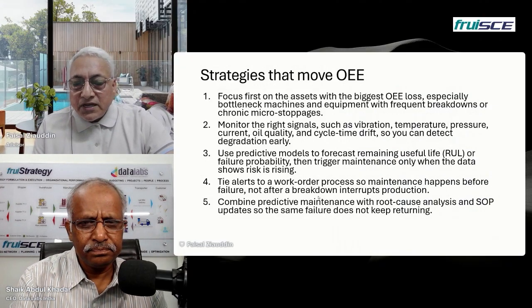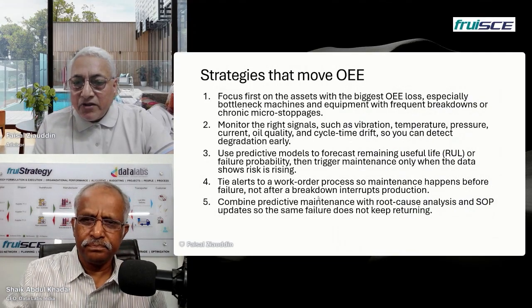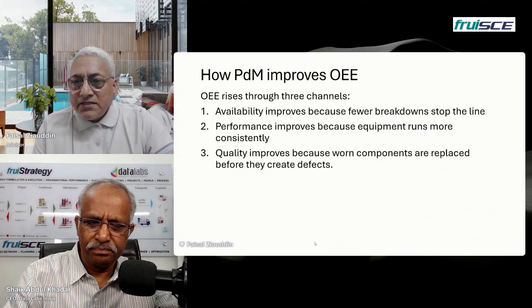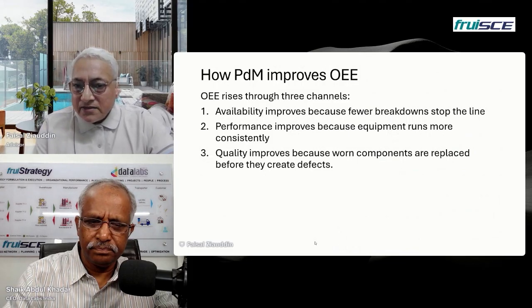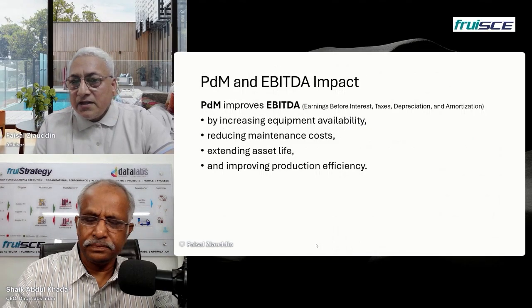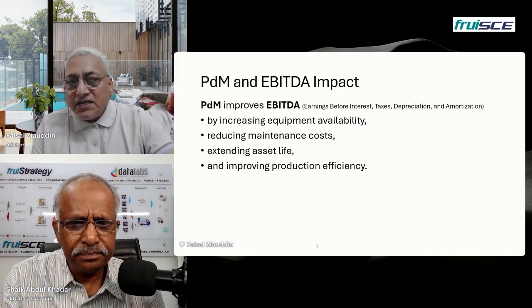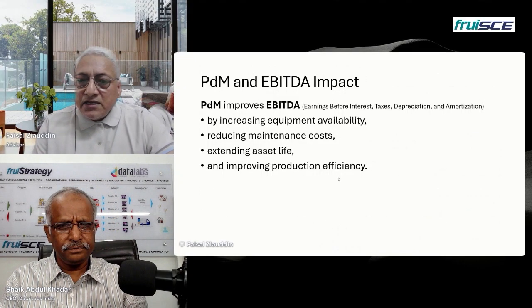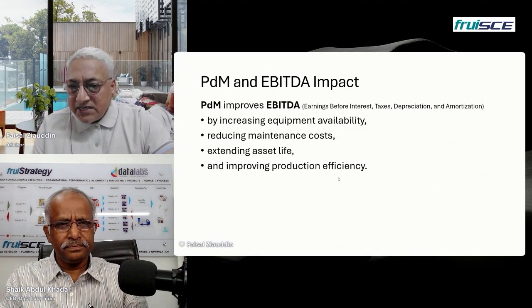Combine predictive maintenance with root cause analysis and SOP updates so that the same failure does not return. How does PdM improve OEE? Through three channels: availability, performance, and quality. Availability improves as fewer breakdowns stop the line. Performance improves because equipment runs more consistently, and quality improves because worn components are replaced before they create defects. As for the relation between predictive maintenance and EBITDA, predictive maintenance improves EBITDA by increasing equipment availability, reducing maintenance costs, extending asset life, and improving production efficiency.